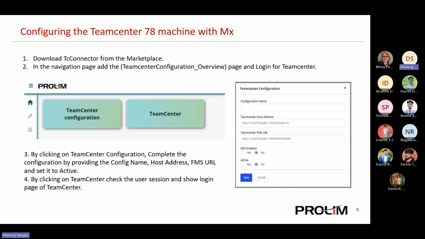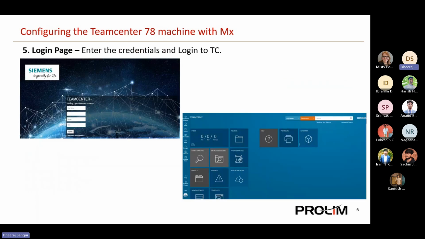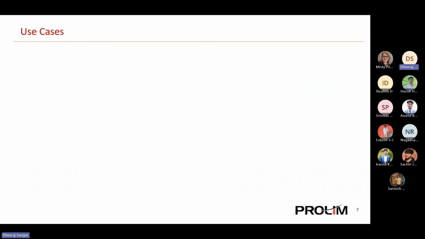So validating that you have enabled this credential and you are setting it to active, it will validate the credential which you have entered previously, and then you are able to log into the Team Center. So this is the screen of the login page for the Team Center. You have to enter the credential provided to you, and then you will be able to see the workspace like the screenshot below.